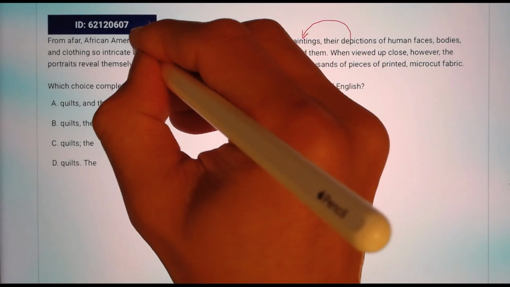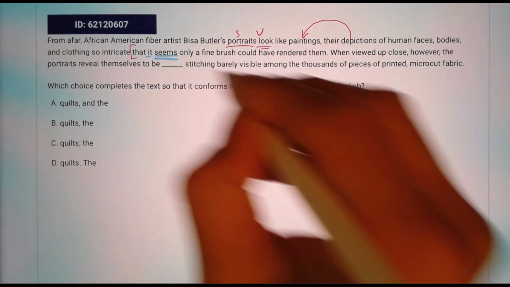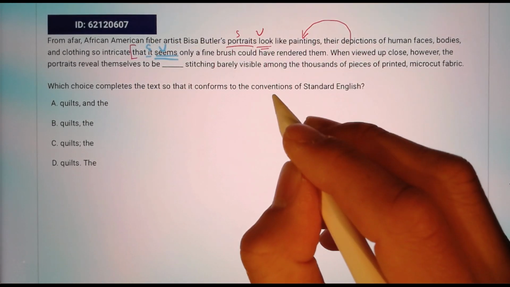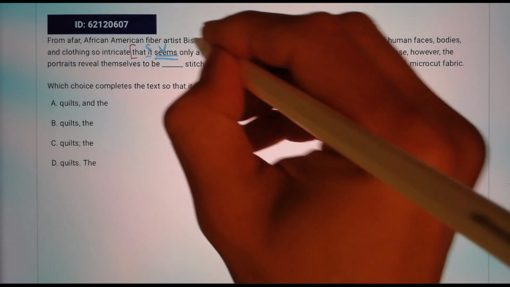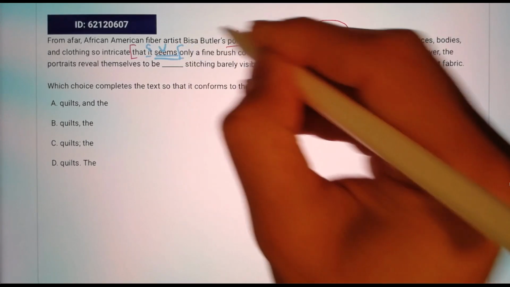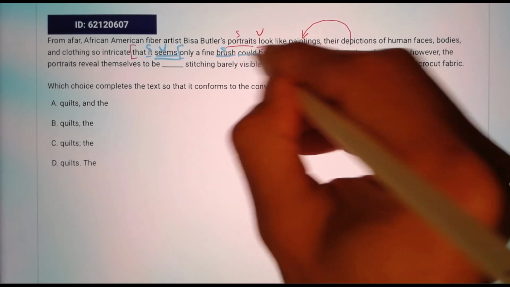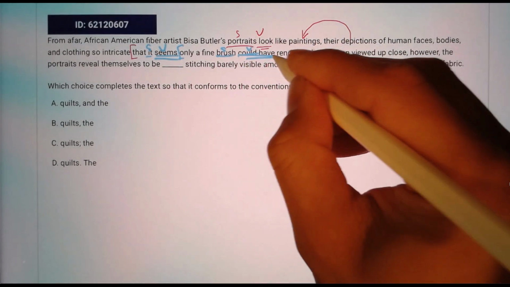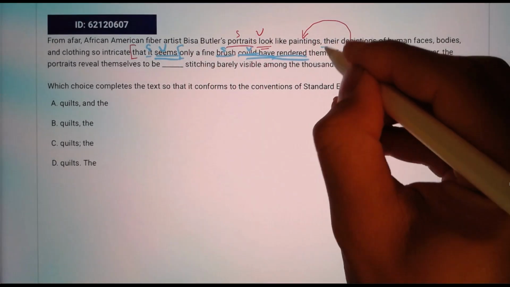We introduce the dependent clause, and we have subject and verb. That it seems only a fine brush could. Okay, we have another clause here, only a fine brush, and we have subject and verb again, could have rendered them. Okay, so a lot of clauses.